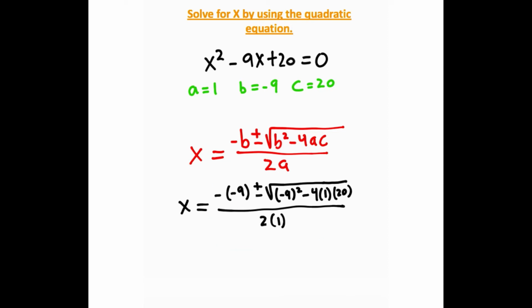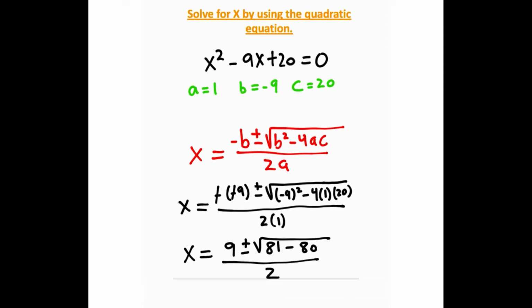Now all I need to do is simplify here using arithmetic. So the negatives will cancel on the 9, and I'll get 9 plus or minus the square root of negative 9 squared is positive 81, minus 4 times 1 times 20, that's 4 times 20, which is 80, all over 2.